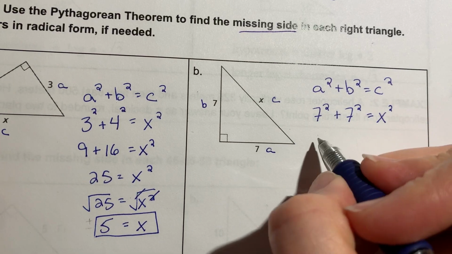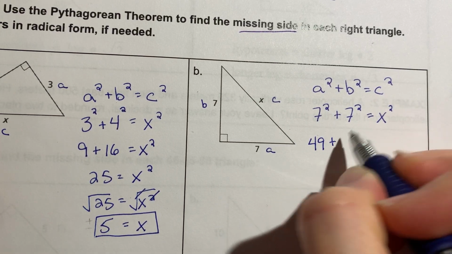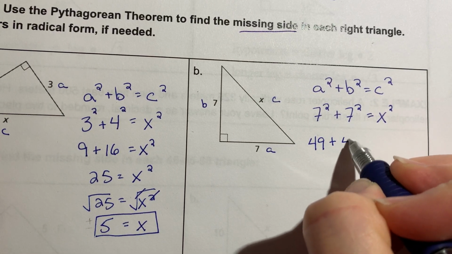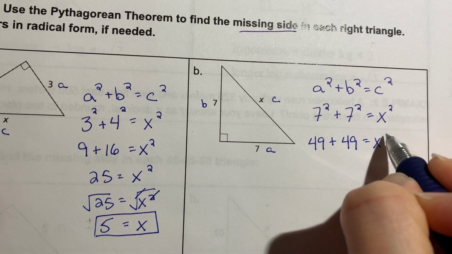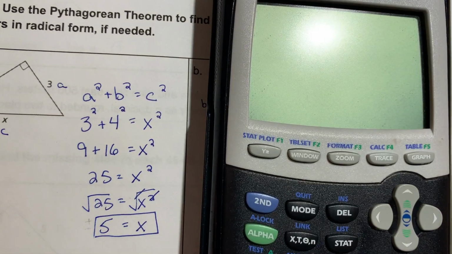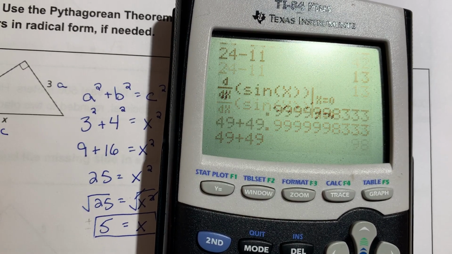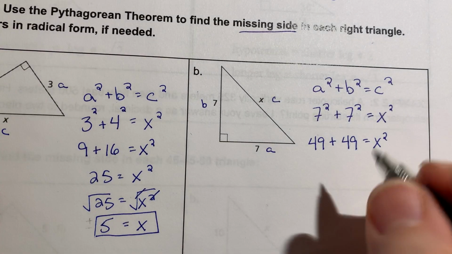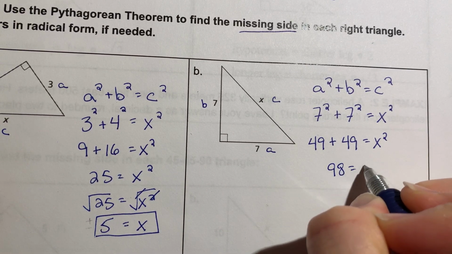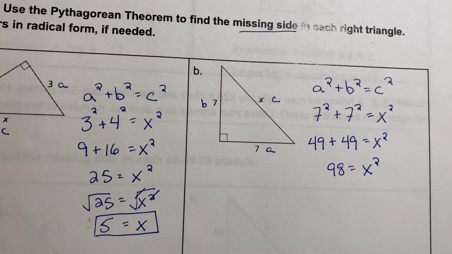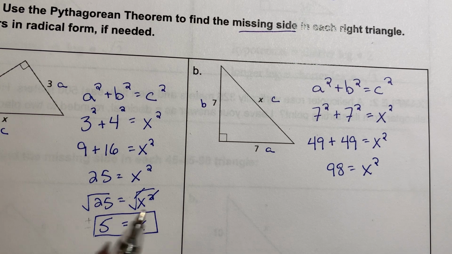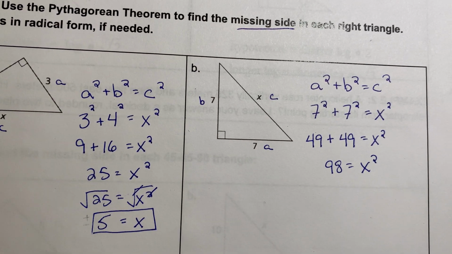7 to the second power, or 7 squared, is 49, plus 7 to the second power is 49, equals x squared. 49 plus 49, if you don't know, grab your handy dandy calculator. 98. 98 equals x squared. Now I'm thinking to myself, over here I knew 25 was a perfect square.